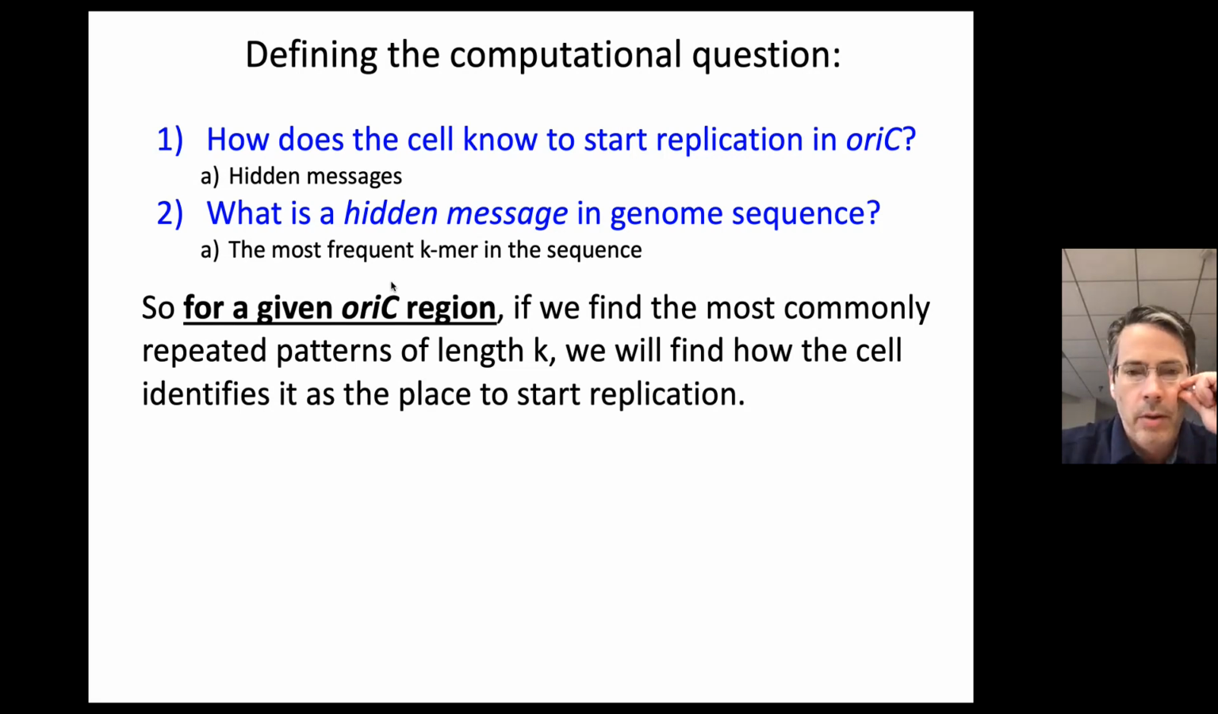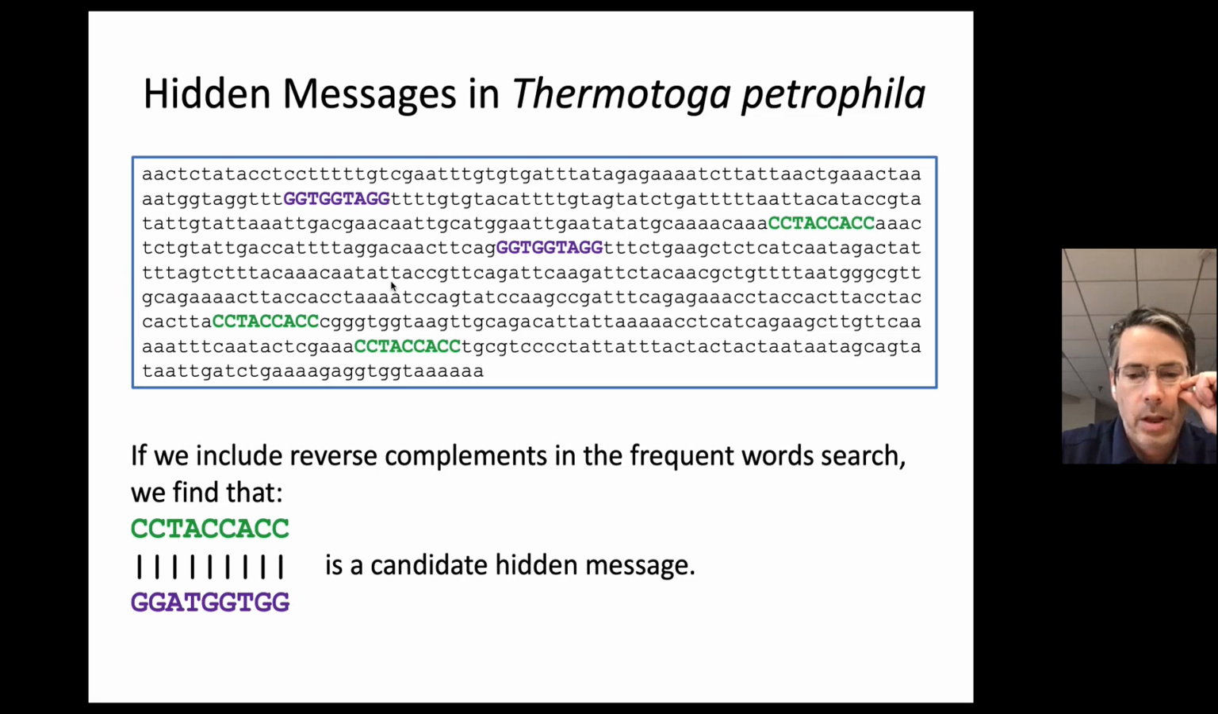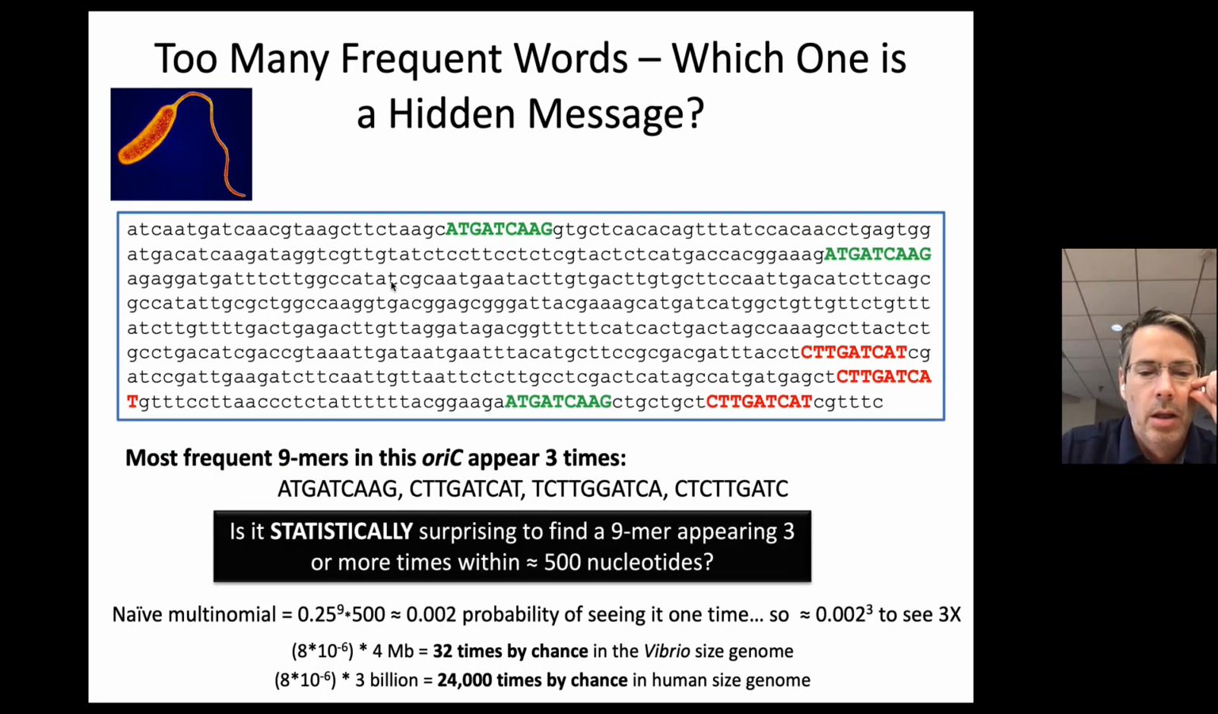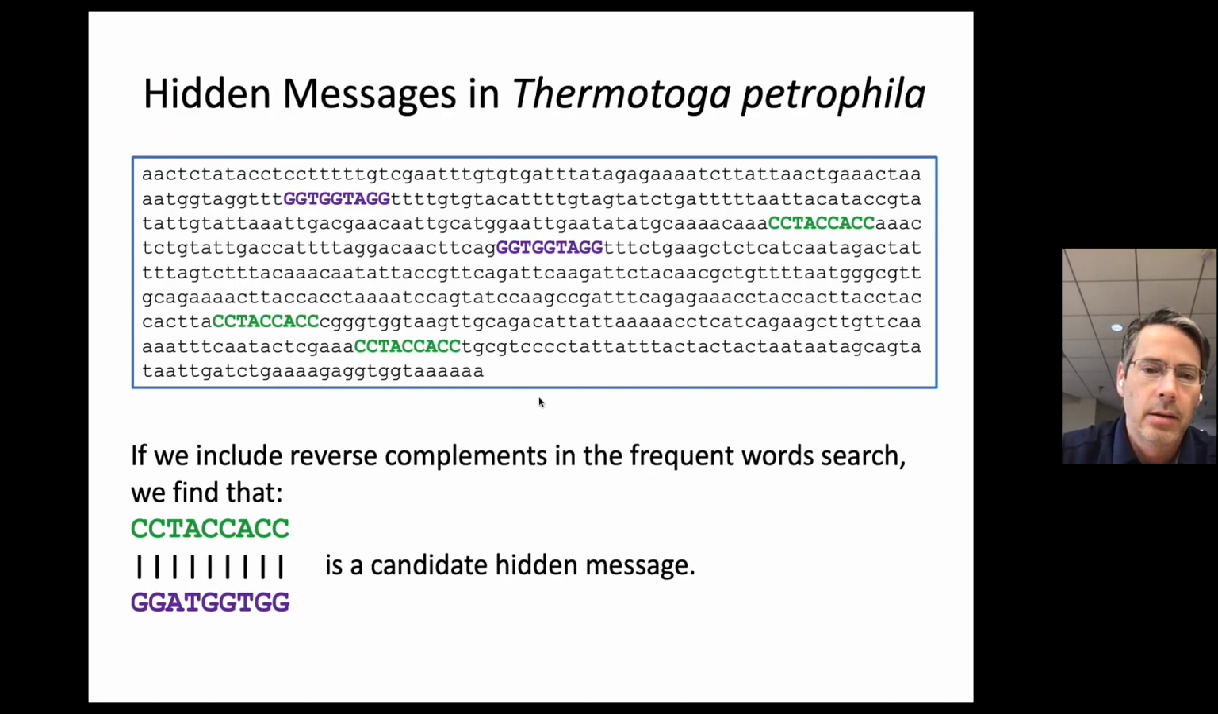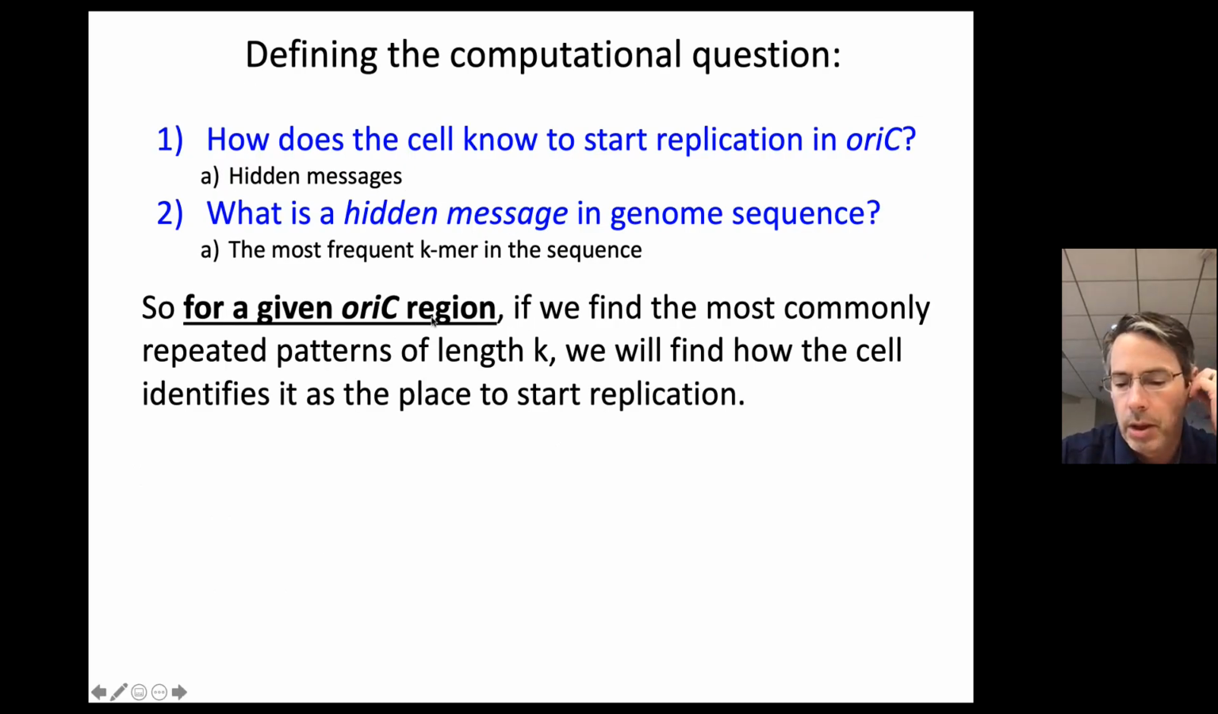But if we go back to this problem, what if we weren't given just the 500 base pair window of the origin of replication? What if we had to actually look through the whole organism's genome? Well, now this is actually not a hidden word by those definitions, because I don't remember exactly the size of Thermotoga's genome, but let's say it's roughly the size of Vibrio, so 4 megabases, we would expect to find 24 hidden messages just by chance. So how can we still find the origin of replication? That's the big picture question that we're looking for.